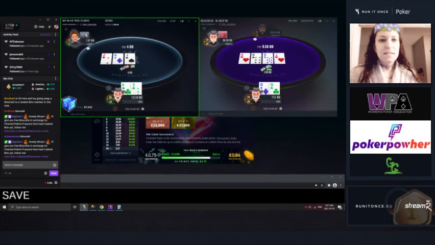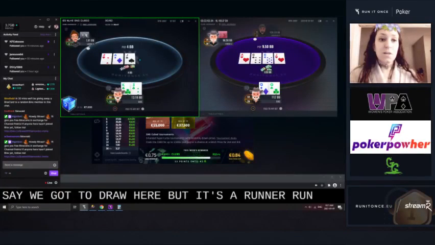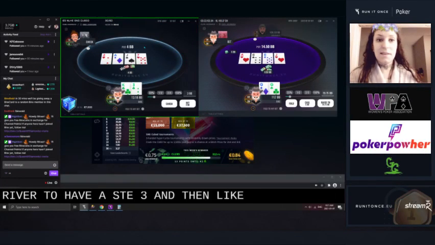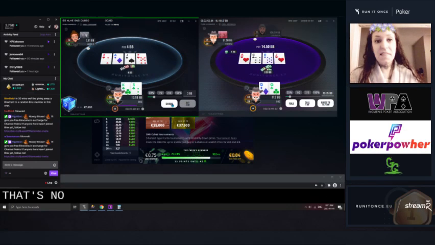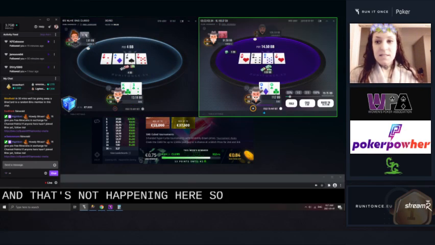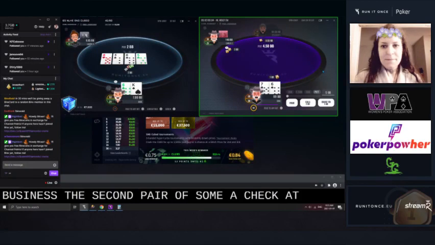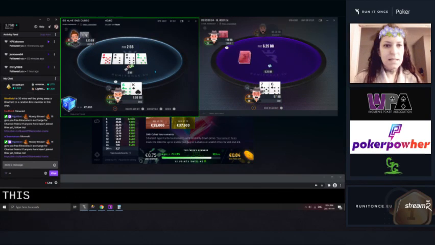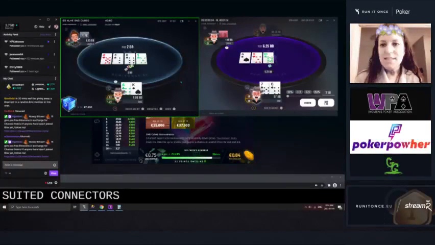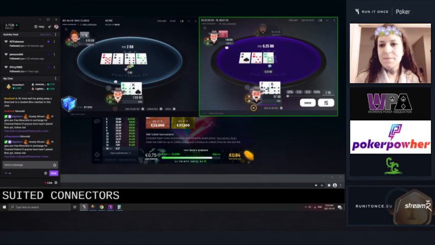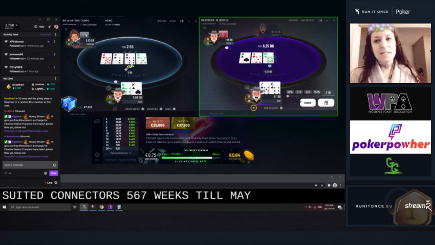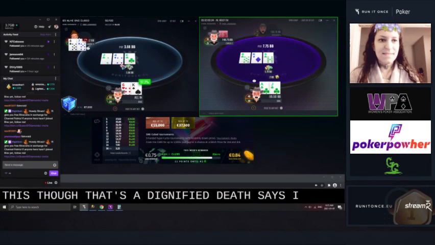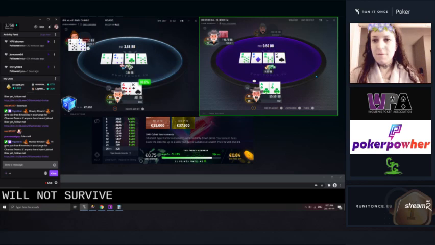See, we've got a draw here, but it's a runner-runner draw. That means I'd have to get both the turn and river to have ace, 2, 3, and then like a 4 and a 5. And that's not happening here. So no, sir. All right. I think we're calling this with the suited connectors. 5, 6, 7. We still need a runner to get this, so it's not grand. Oh, we might survive it.